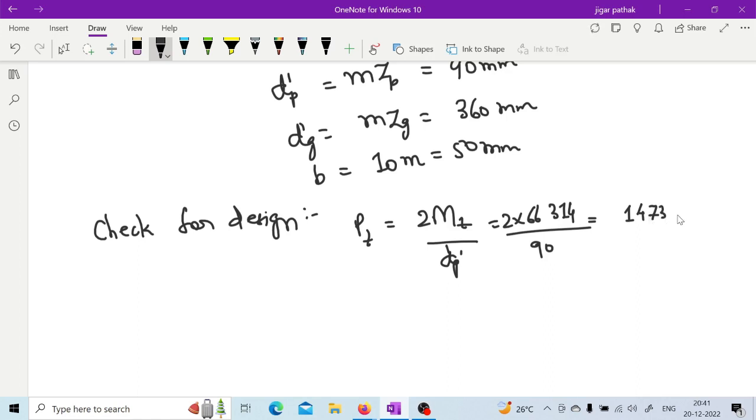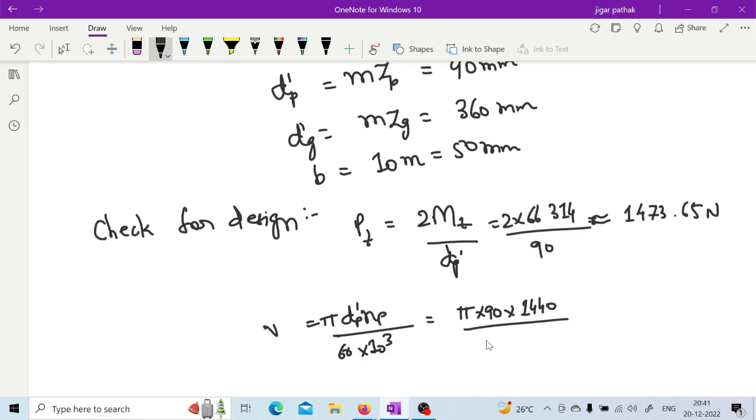1473.65 Newton. It may be around 1473.65 Newton. Right, then the pitch line velocity is pi DP dash NP upon 60 into 10 raised to 3. So that is pi into 90 into 1440 divided by 60 into 10 raised to 3. So what is this pitch line velocity?